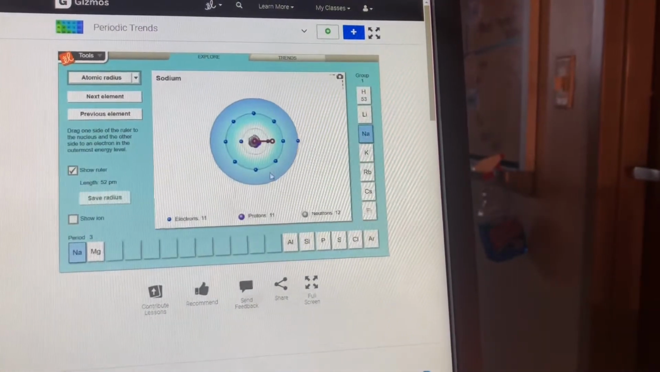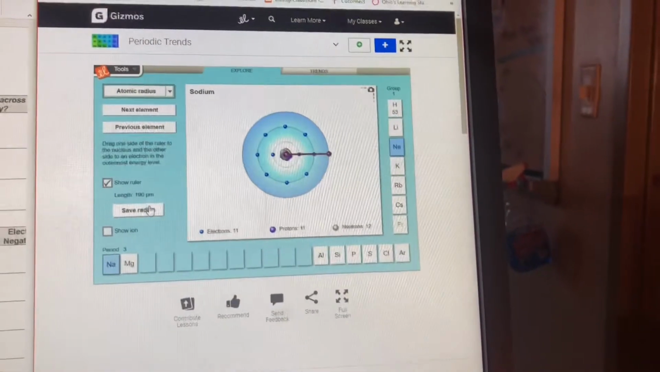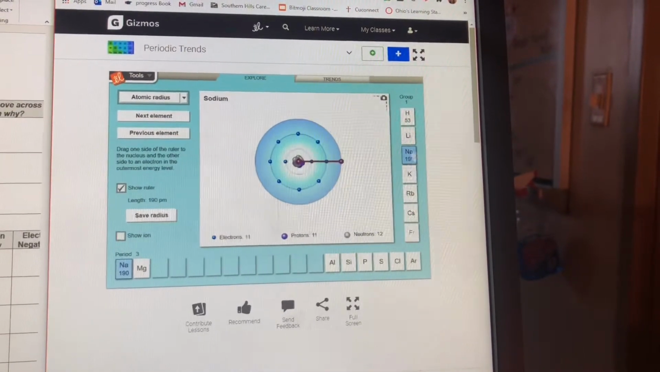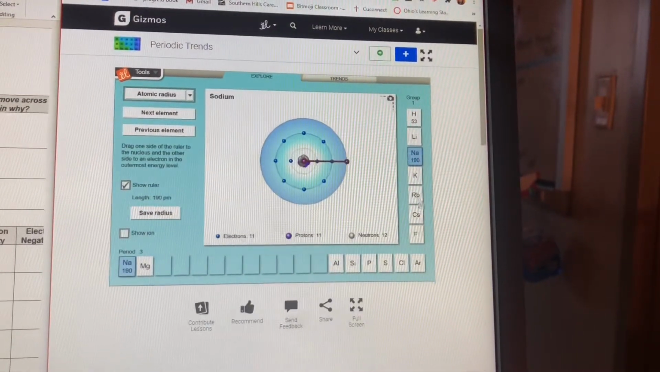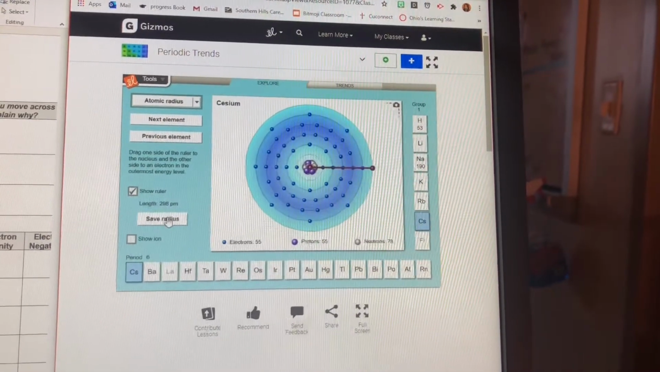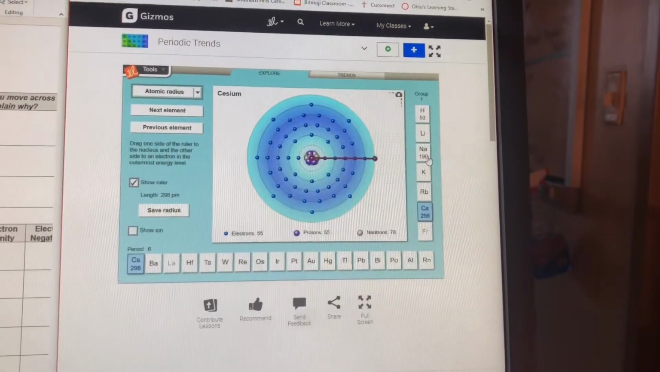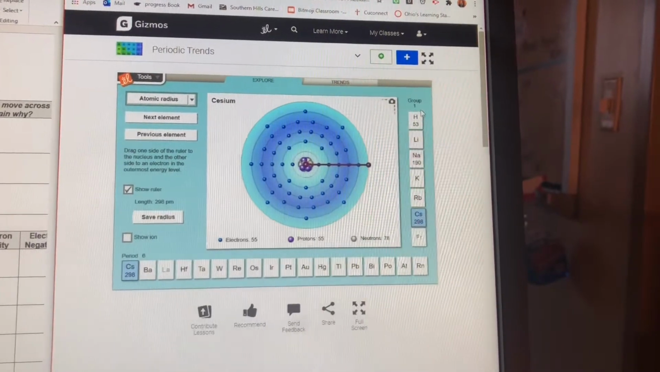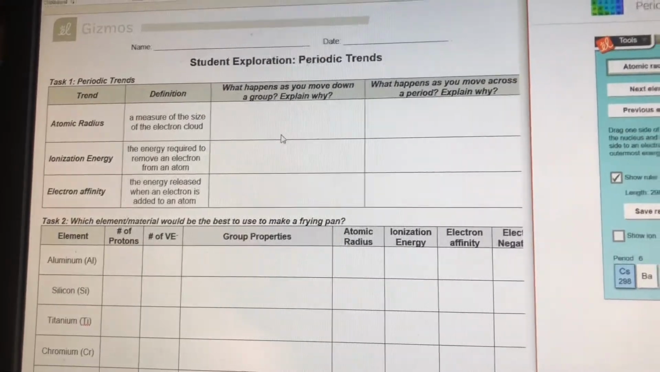Let's go, skip one, let's go to sodium. Okay, I'm gonna drag it out to the last electron. My atomic radius is 190 picometers. Save radius. Okay, so now it saved hydrogen's and it saved sodium's. Now let's keep going down, let's go to cesium. Boom, 298 is what that says. Save. So then you can look, what's happening to the radii as I go down? 53, 190, 298. They are increasing. So over in my box, I would write the atomic radii is increasing.